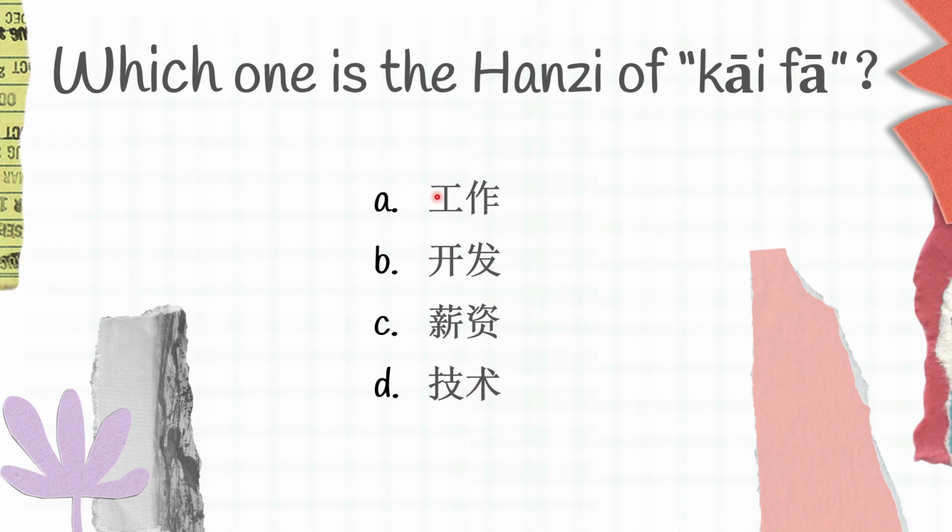A is 工作, B is 开发, C is 薪资, D is 技术. And the right answer for this question is B.